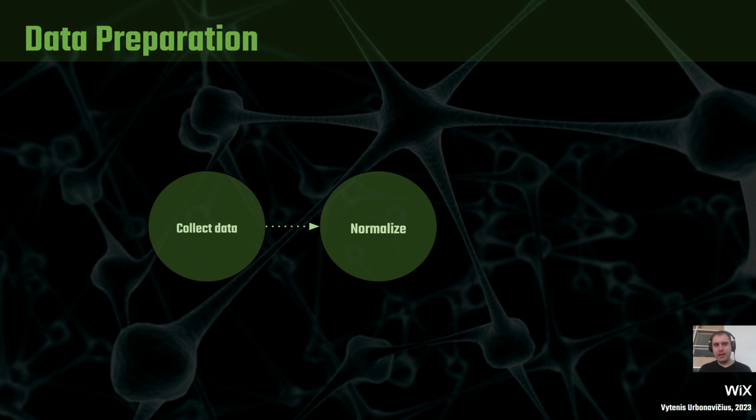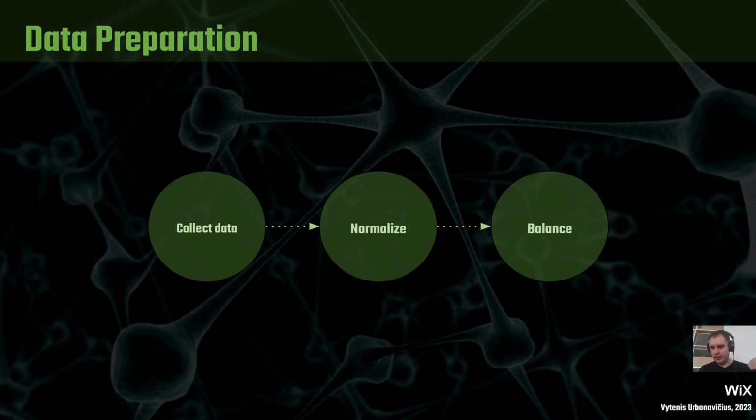But that's not enough. So now we kind of normalized the data in this way, but that's not enough. We need to do one more step. We need to balance the data out, and I'll explain that in another example.